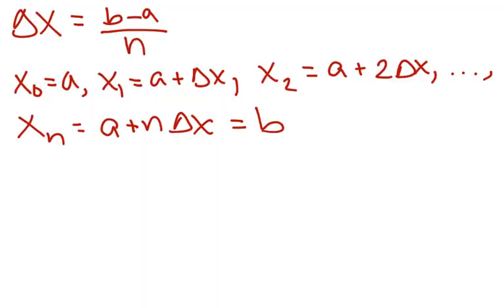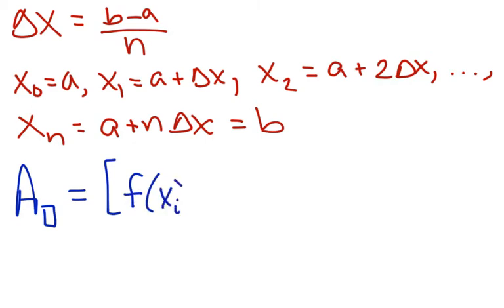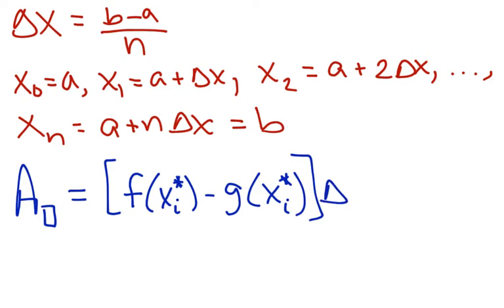Alright, with that in mind, let's figure out what the area of the rectangle is. The area of one of these rectangles is equal to base times height, so we have f of x sub i star minus g of x sub i star, and that's the height, and the base is going to be delta x.